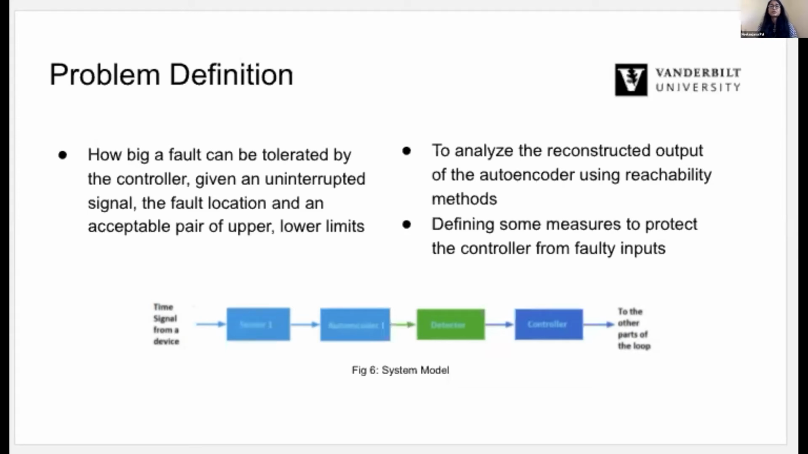So the task we are concerned with here is to analyze how big a fault can be tolerated by the controller, given an uninterrupted signal, the fault location or the specific time instance of the fault, and acceptable upper and lower bounds. Then we analyze the reconstructed output of the autoencoder using the NNV tool and its reachability methods, and define some measures that we can use to assess whether the fault will be tolerated by the controller or not.